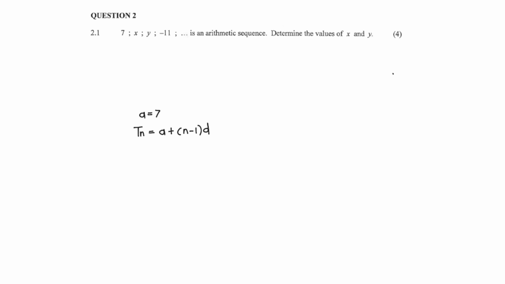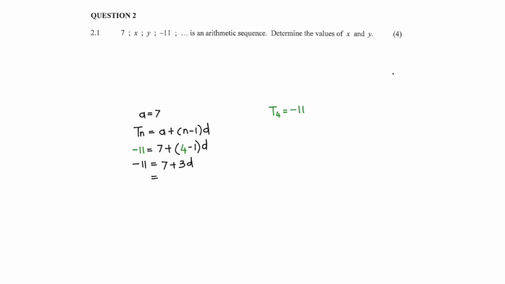So here the fourth term is equal to negative 11. So t4 is equal to negative 11. So in this case, a will be equal to 7 and n will be equal to 4. Since n indicates the position, and this is the fourth term. So let's substitute these values into the formula. Negative 11 is equal to 7 plus 4 minus 1 multiplied by d. Now 4 minus 1 equals 3, so we have negative 11 equals 7 plus 3d.